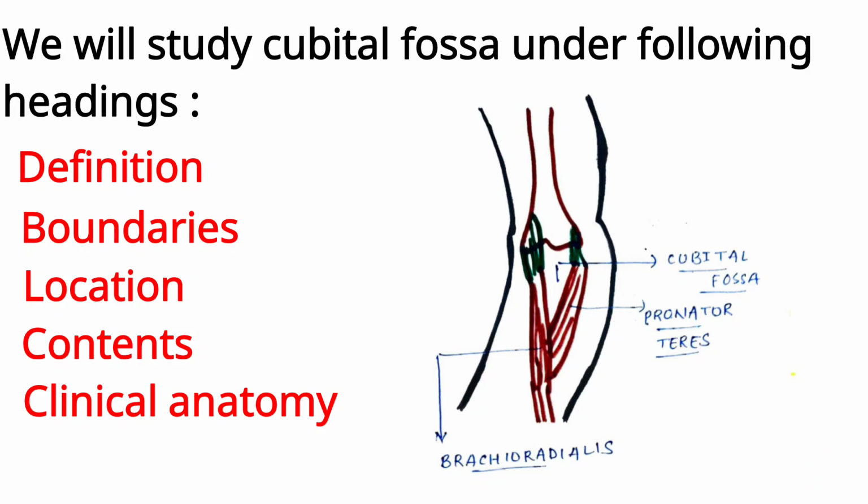To start with, I am going to tell you the definition of the cubital fossa. So what is cubital fossa? Cubital fossa is nothing but a hollow space which is present between our arm and forearm. And this space is triangular in shape. So the cubital fossa is a triangular hollow space which is situated in front of our elbow.